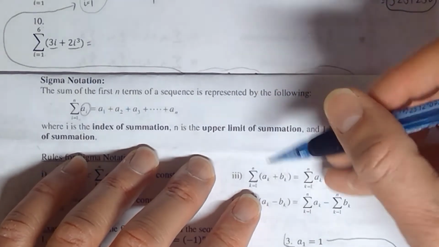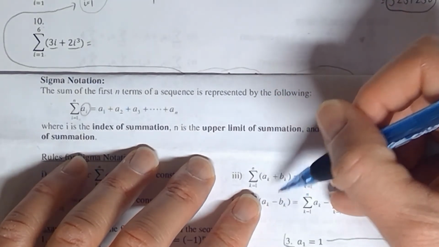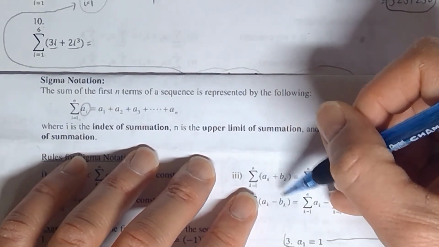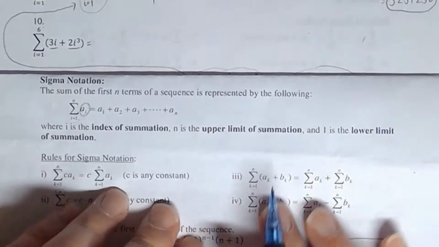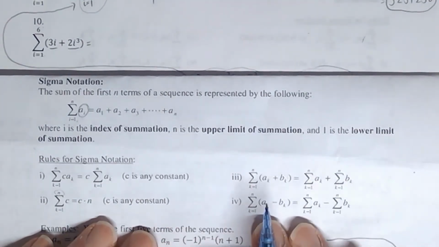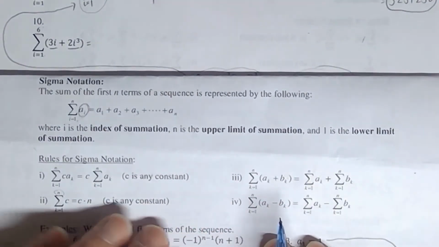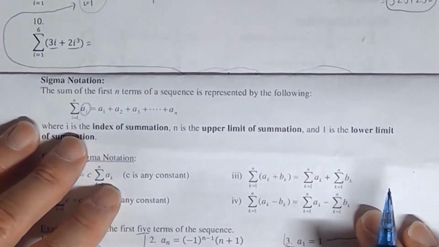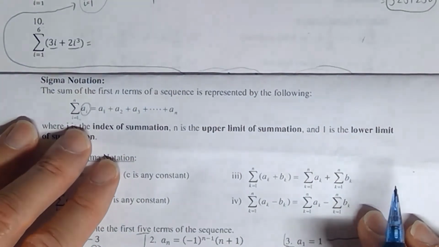Again, this only works for addition and subtraction. If it's AK times BK or if it's AK divided by BK, you can't do it. There's no formula for that. Again, do not invent your own formula. Don't invent your own rules. Stick with the rules that we have here. Use only those.